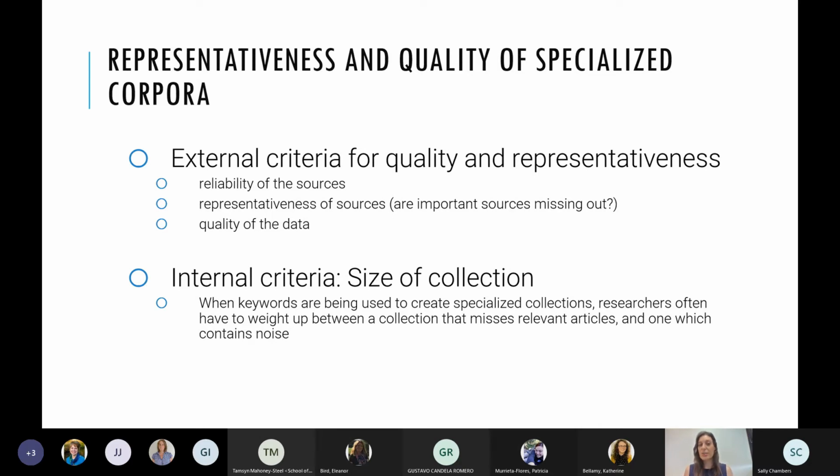So sometimes keywords are used that are too narrow, because they lead to good results, but they leave a lot of other things out. So they're not covering the whole spectrum of the topic. Or your keywords lead to a lot of articles that are not relevant to your research question. This means that your collection in the end contains noise, which can be complicated if you do further analysis. So far to the external criteria and the internal criteria for representativeness and quality, which are important for creating a corpus.